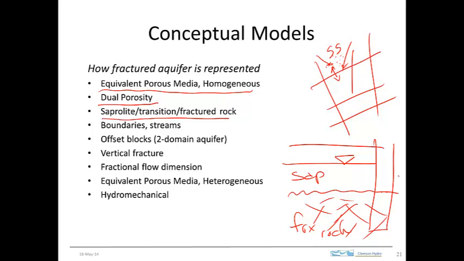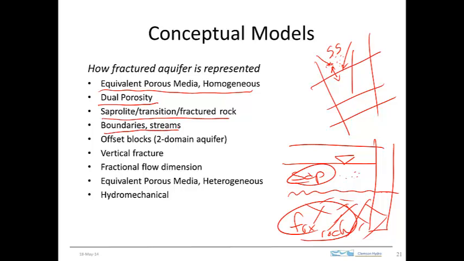And so in this case, this is no longer homogeneous, because the fractured rock is here as one layer with one set of properties, and then the saprolite is here as another layer over top of it with a different set of properties. So in this conceptual model, we can analyze the results of pumping tests and try to characterize the properties of both the saprolite and the fractured rock.